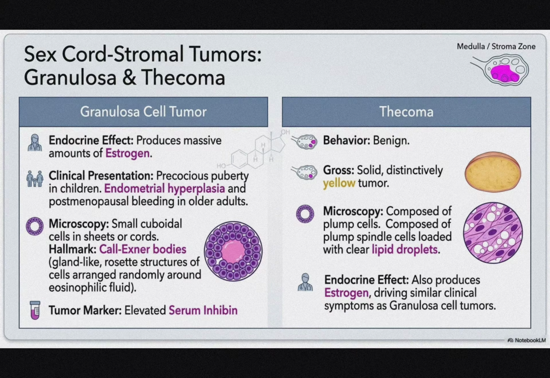Let's discuss thecoma. Its behavior: it is a benign one. Grossly, it is a solid, distinctively yellow tumor, microscopically composed of plump spindle cells loaded with clear lipid droplets. Endocrine effect: it also produces estrogen, driving similar clinical symptoms as granulosa cell tumors.